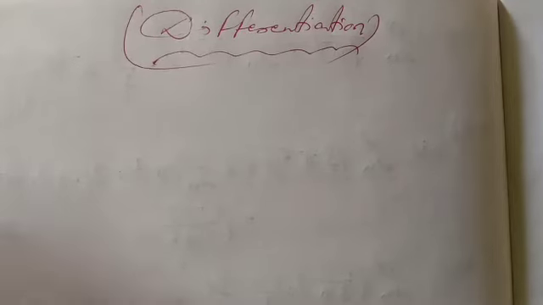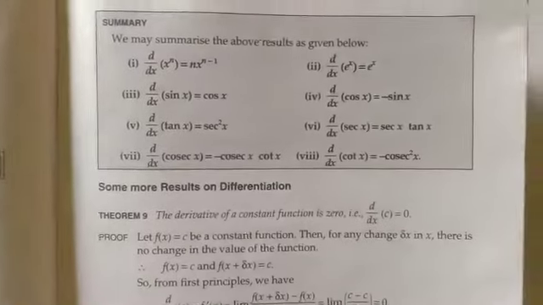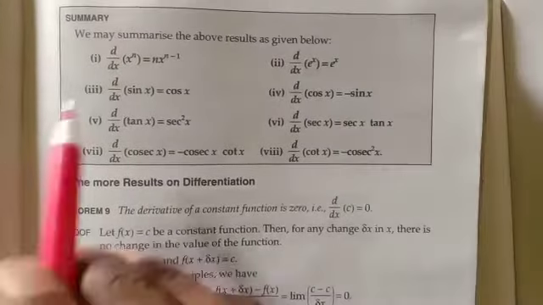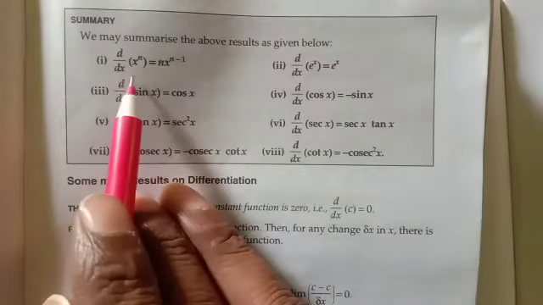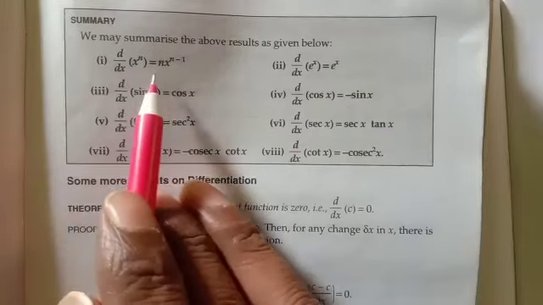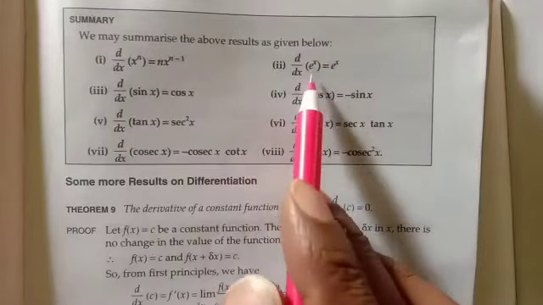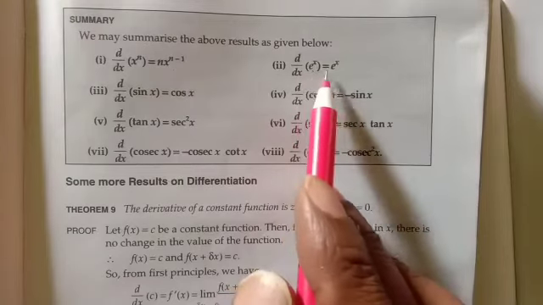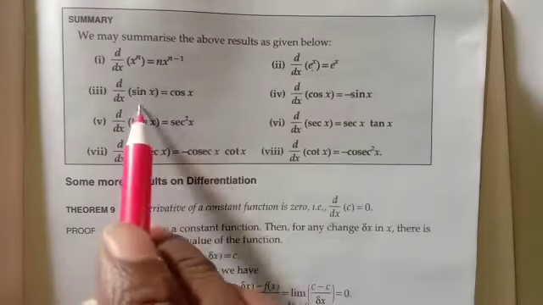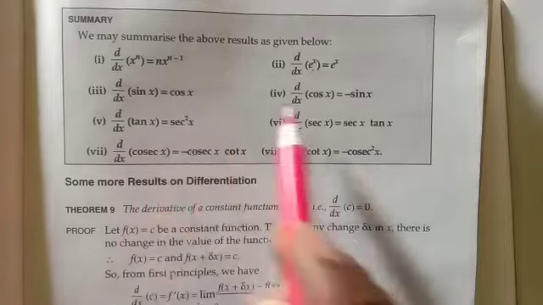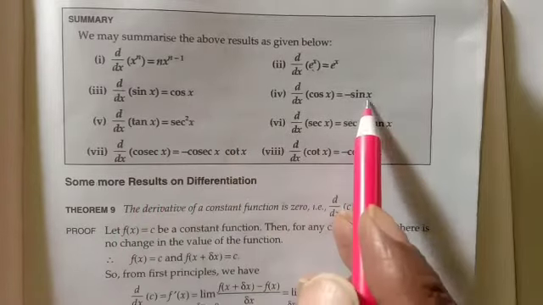Good morning to all. Let us extend the formula required for the derivative chapter. d by dx of x to the power n will be n into x to the power n minus 1. The derivative of e to the power x, the exponential function, will be the same, e to the power x. The derivative of sin x is cos x. The derivative of cos x will be minus sin x.